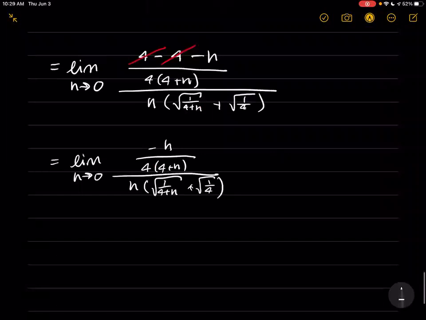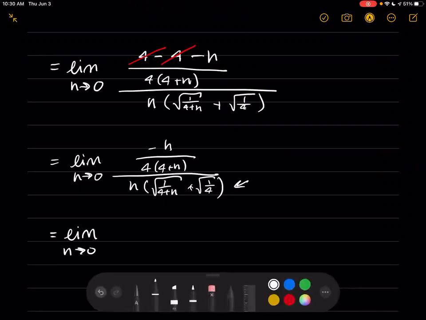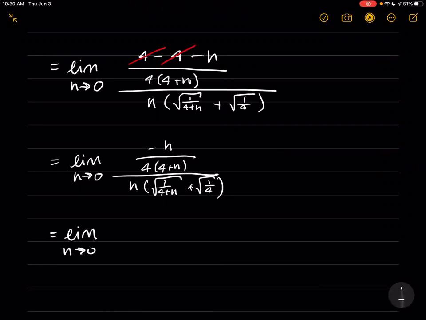Okay, so now I'm going to go ahead and rewrite this strange compound fraction as just a single fraction. And so technically this is the fraction negative h over 4 times 4 plus h. That's divided by this thing, right? And so if we do our fraction division appropriately, thinking of this thing as over 1, then I think we get minus h over 4 times 4 plus h times h times the square root. Oops, it's very long. 1 over 4 plus h plus 1/4.